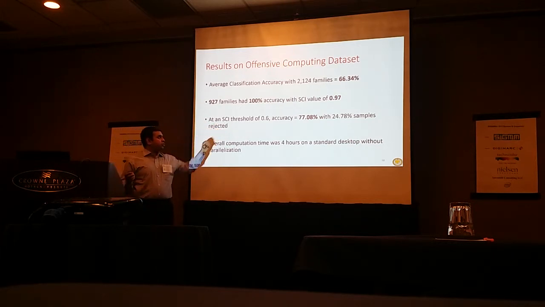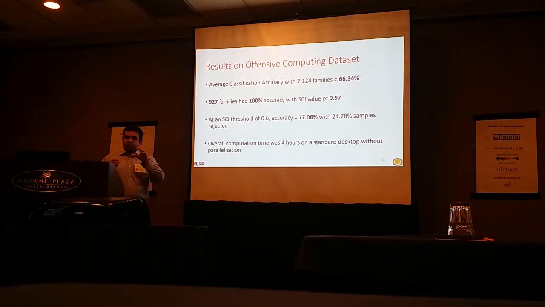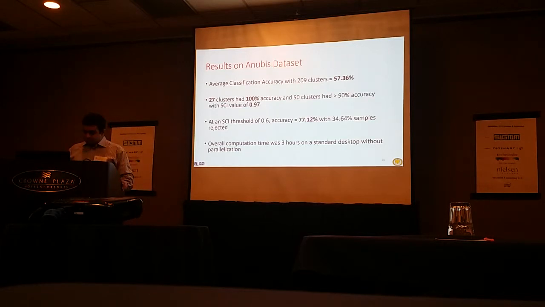At a threshold of 0.6, we see that the accuracy drops to about 77%, when 24% of the samples are rejected because they could be low confidence samples. The overall computation time for this experiment on a standard machine was 4 hours, and this was just done using MATLAB. So definitely, if you use better methods, the time can be reduced further.